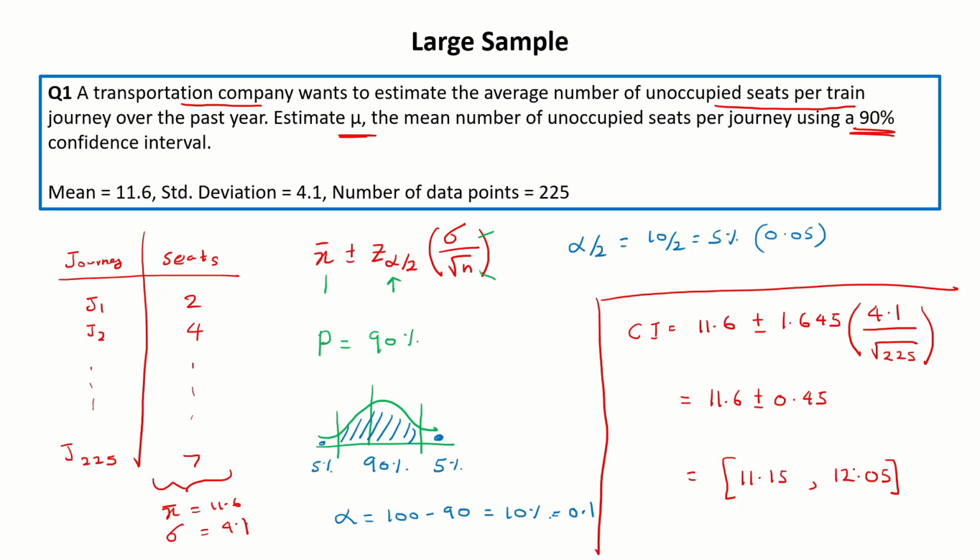So if we were to interpret this, what this means is that considering a sample of train journeys, the average number of unoccupied seats is 11.6. But if we want the true average of unoccupied seats, considering every possible train journey for this particular company, that true value should lie somewhere between this interval. And that is what the confidence interval shows, the true value of the population parameter.